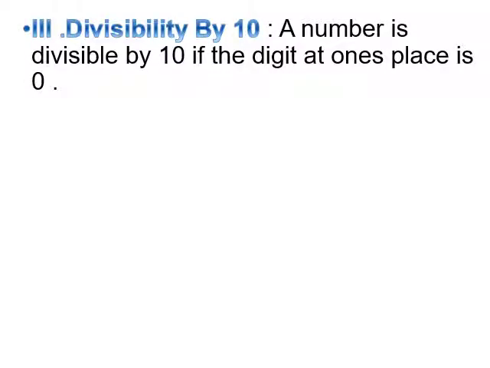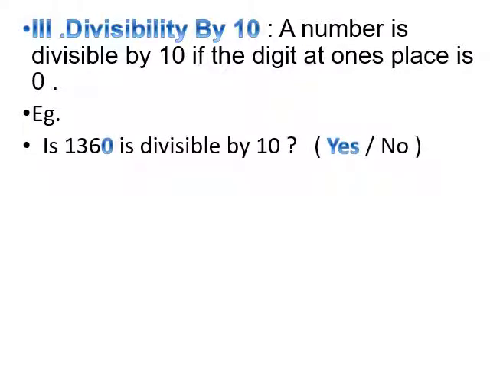Now divisibility by 10, it's very easy. A number is divisible by 10 if the digit at one's place is 0, only 0. Means if at the ones place the digit is 0, you can say the number is divisible by 10.